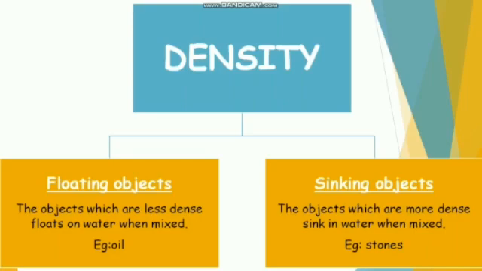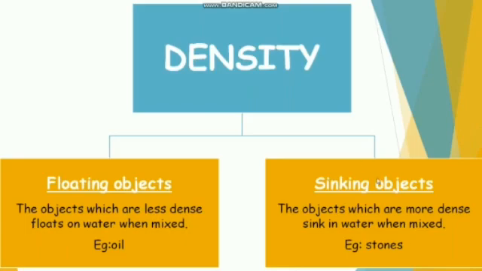Another property of material is density. It can be classified in two ways, that is floating objects and sinking objects. The objects which, when mixed with water, float on the water. Why? Because their density is less than that of water. For example, oil. Try once, take a glass of water and try mixing some oil with the water. Even if you mix vigorously, after some time you will notice that the oil comes on the surface of the water.